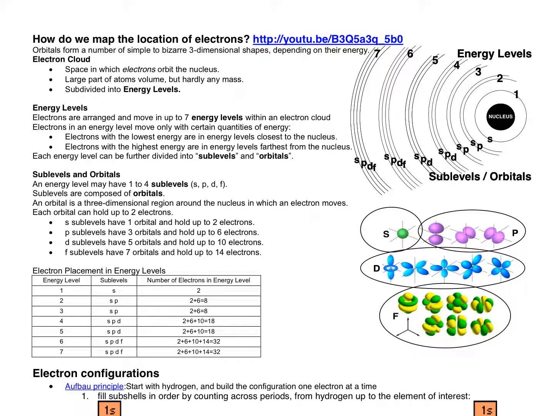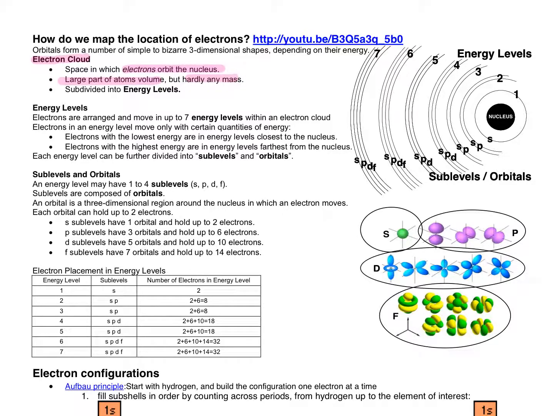So orbitals form a number of bizarre three-dimensional shapes depending on their energy. And these orbitals are held within this electron cloud. So we'll start with the electron cloud. It's the entire area in which electrons exist. So electrons orbit the nucleus. They are a very large part of the volume, but hardly any of the mass.